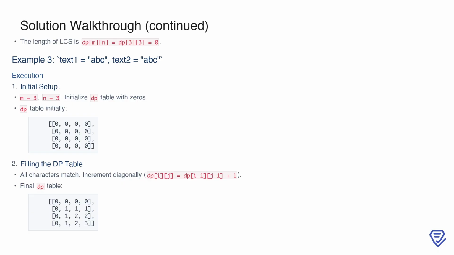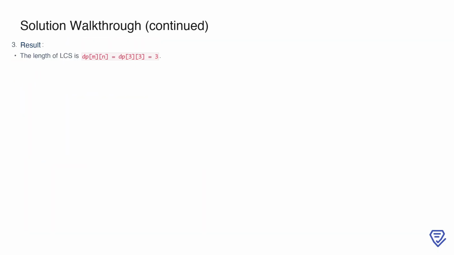Now, let's consider one final example where the two strings are identical to see how the algorithm performs in such cases. In the third example, we consider text1 equals ABC and text2 equals ABC. After initializing a DP table of size (m+1) by (n+1) with zeros, we begin filling it by comparing characters of the two strings. Since the strings are identical, every character at position i in text1 matches the character at position j in text2. Each match allows us to increment the diagonal value, so dp[i][j] equals dp[i-1][j-1] plus 1.